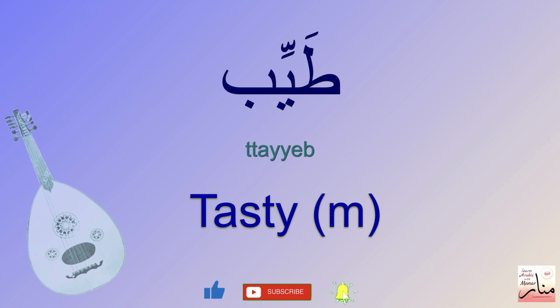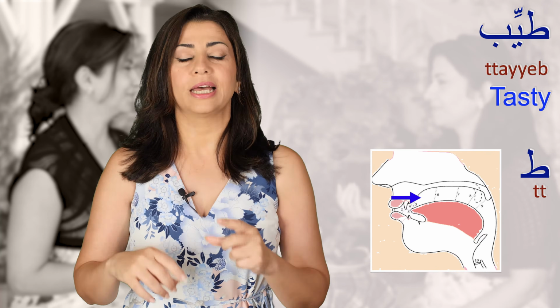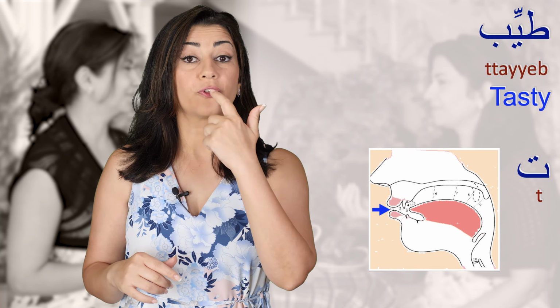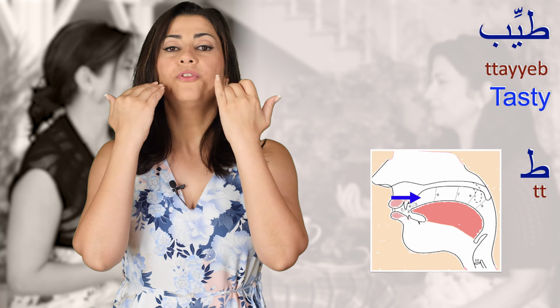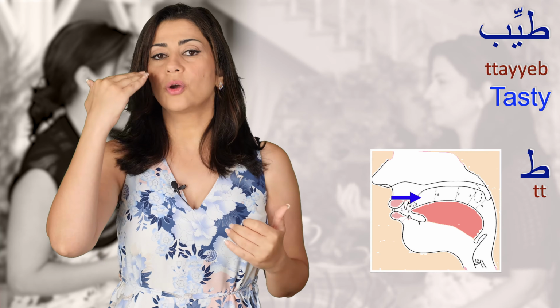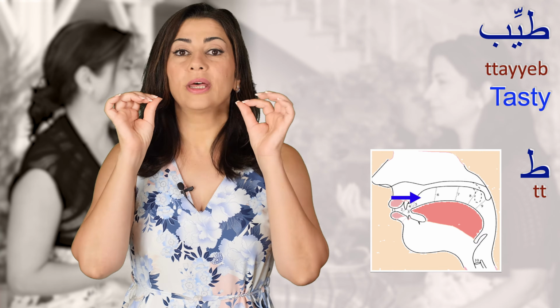Before we continue these two ladies' conversation, let's see how to pronounce the word طيب. We are starting with the letter ta. It is a thick letter, thicker than the other ta. The thin ta is coming from the front teeth, while this ta is a little bit deeper in the mouth. Your tongue is flat and you are going up and down. And then we move to the ya.